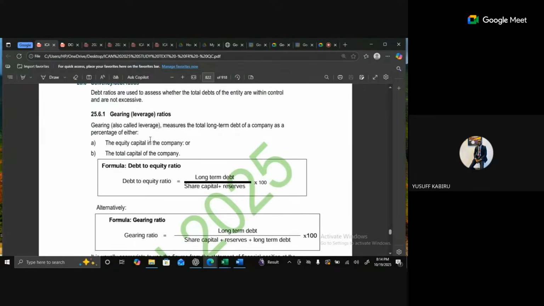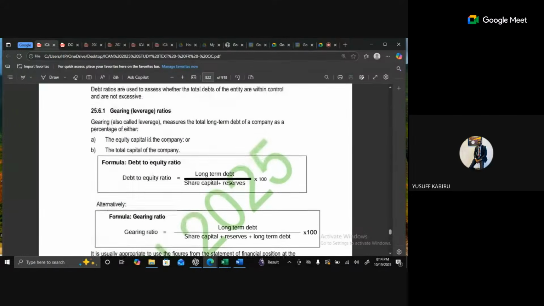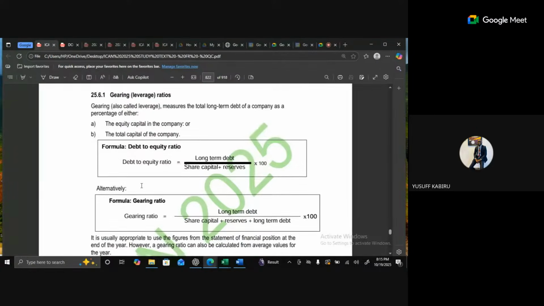And under this, we have different ratios that we'll look at. The very first one is the gearing ratio, right? Gearing ratio, also called leverage, measures the total long-term debt of a company as a percentage of either the equity of the company or total capital. So what they are saying is, what is our total debt? You measure it against your equity to measure the level of debt. Either you are measuring only against your equity, or you are comparing it against your entire capital, including equity. Those are the two different ways that you can calculate the gearing ratio.